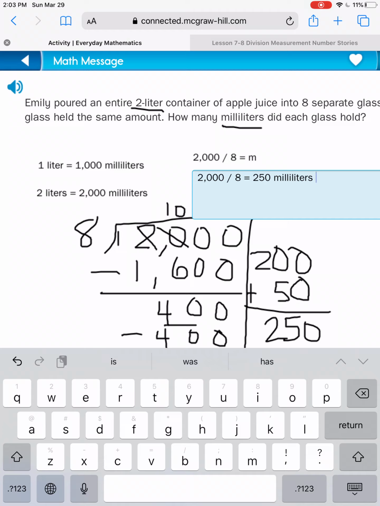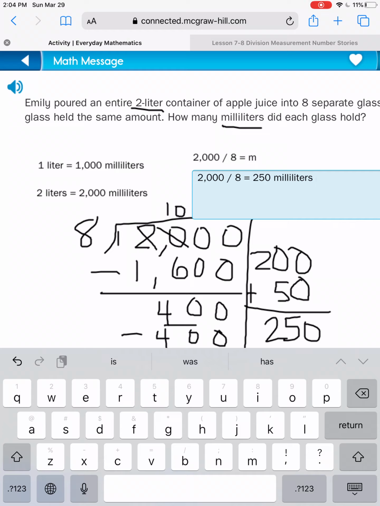Some of you could have just written this division problem, or some of you might have used 1 liter as a benchmark, because we know that half of 2 liters is 1 liter, and half of 8 glasses is 4 glasses. So 4 glasses held 1 liter. If there are 1,000 milliliters in 1 liter, and if you divide that by 4, you would also get 250.